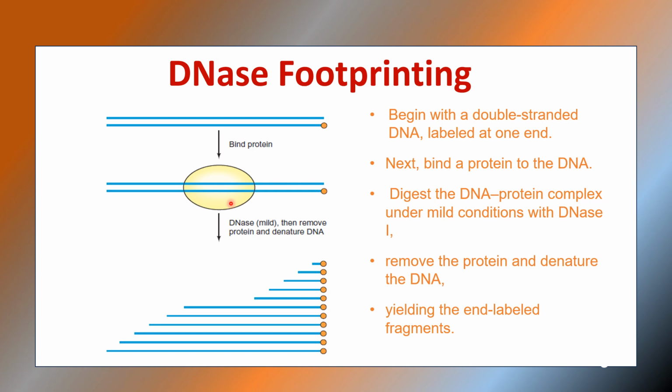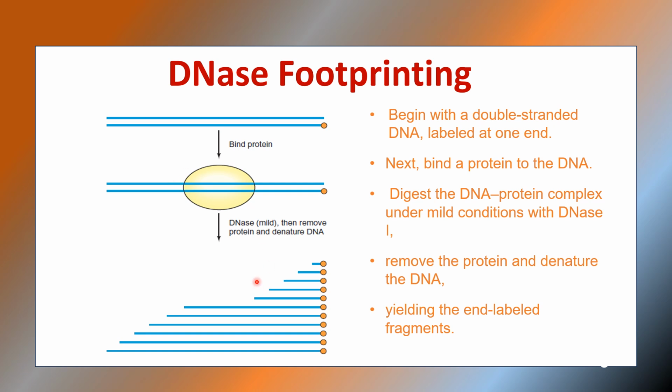this DNA-protein complex under mild conditions with the DNase 1. Now, what is the function of DNase 1? Obviously, it will chop this DNA on the right and on the left, sparing the region which is bound by the protein. So, in this region where you can see the yellow, which is a complex of DNA and protein, the DNase will not be able to cut the DNA because the protein is basically protecting the DNA. But in this region on the right side and on the left end, it will cleave the DNA. That's what we are seeing in the next step.